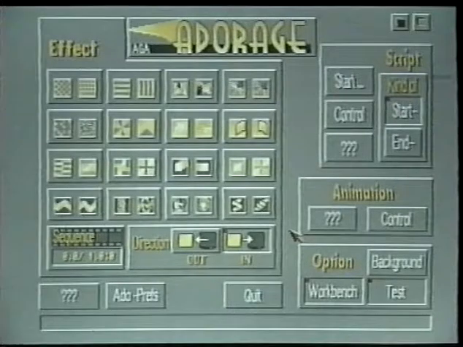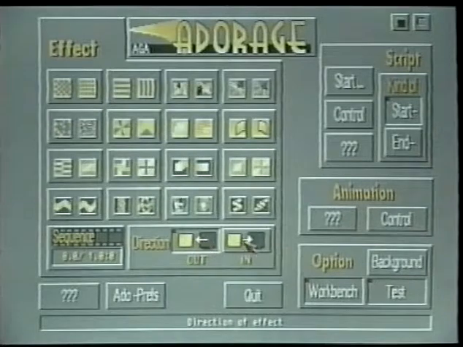We won't detail all the controls on the main screen. These are covered in full in the manual. I'll just explain the ones we'll be using during this tape. The direction button switches between in and out to set the direction of the effect.